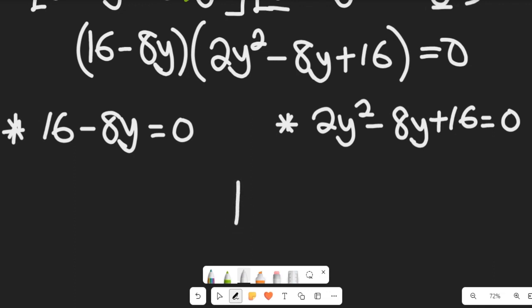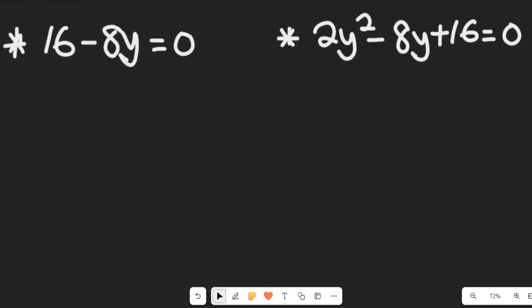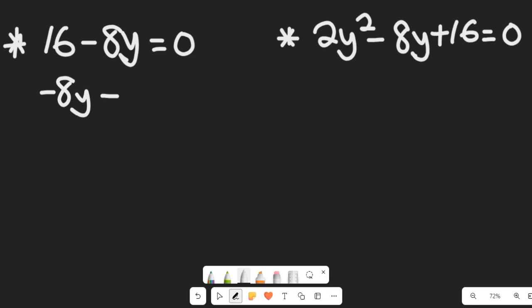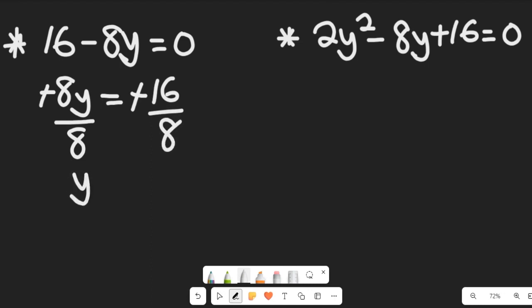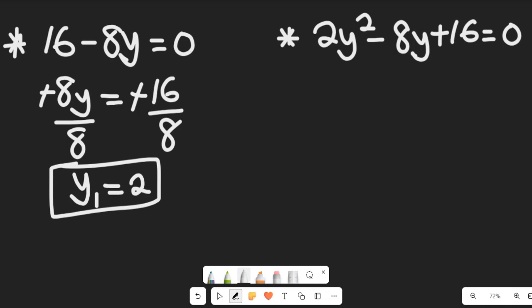So let's look at how we can simplify this expression. From this side, the value of y can easily be gotten because negative 8y will be equal to negative 16 after subtracting 16 from both sides. We divide both sides by negative 8, and then we'll have y equal to 2. So y1 equals 2 is the first solution to that expression.